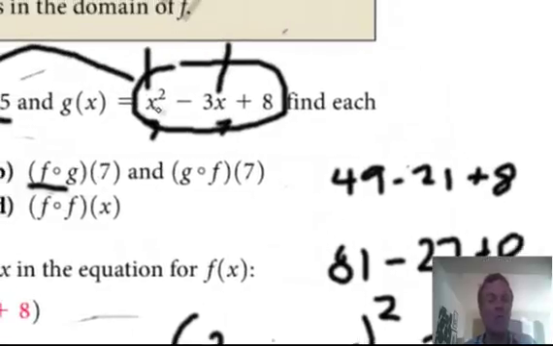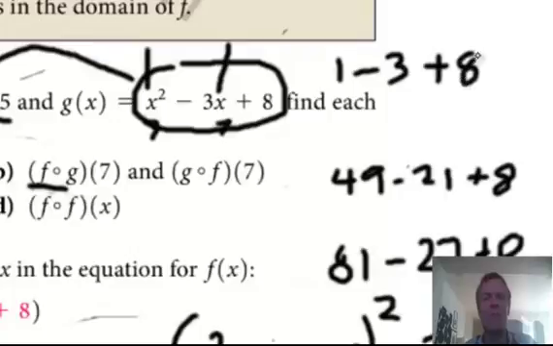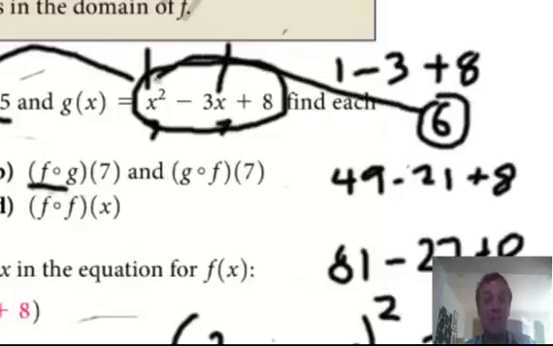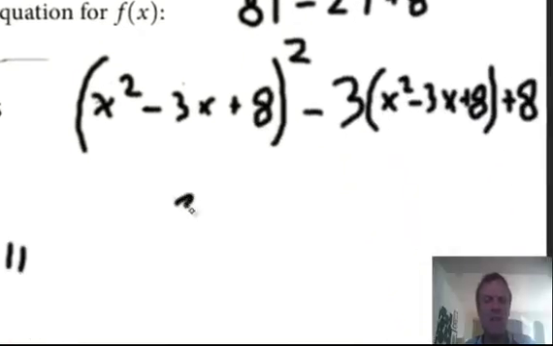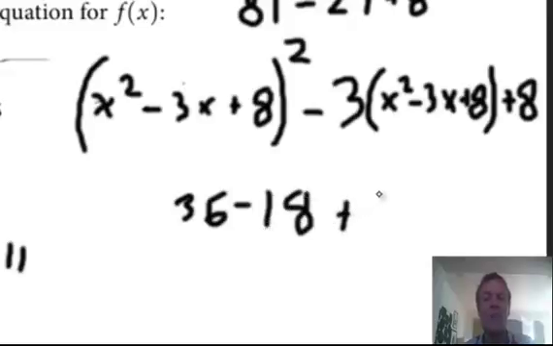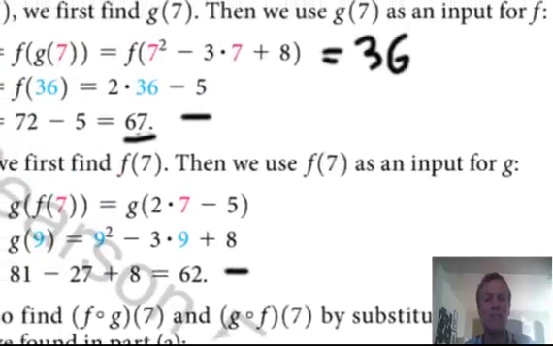So here we go. 1 squared is 1 minus 3 times 1. So 1 minus 3 times 1 is 3 plus 8. I just put 1 into the equation. And that should give me 6. Now I'm going to take this 6 and put it into the equation again, where the x is. So what's 6 squared? 6 squared is 36. Minus 3 lots of 6, which is 18, plus 8. So that should be 18 plus 8. What's that? 26. Let's have a look at the final answer.